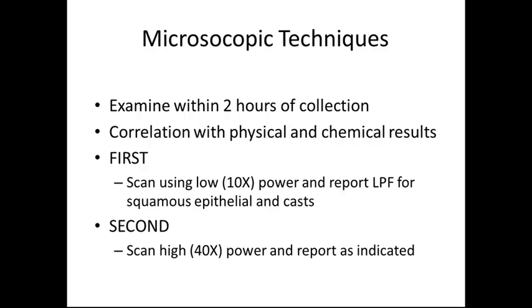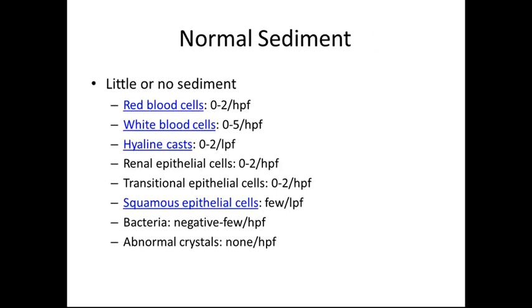What we would do first, after the physical and chemical results are done, we would scan on low power using 10x and report the low power field for squamous epithelial cells and casts. Those are the only two that are reported on low power field. And then we would go to our second step, which would be scanning on high power field, meaning 40x, and report all the other components as indicated. Here's what we would report.